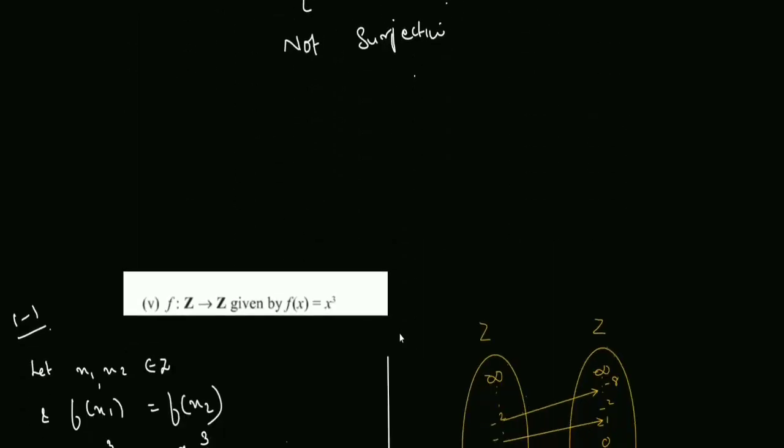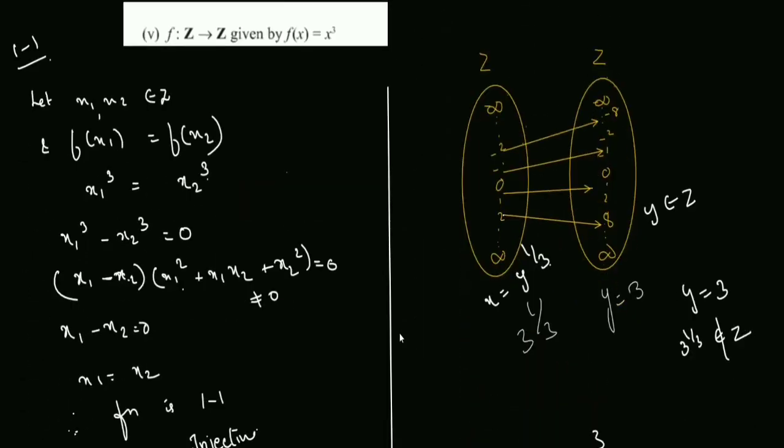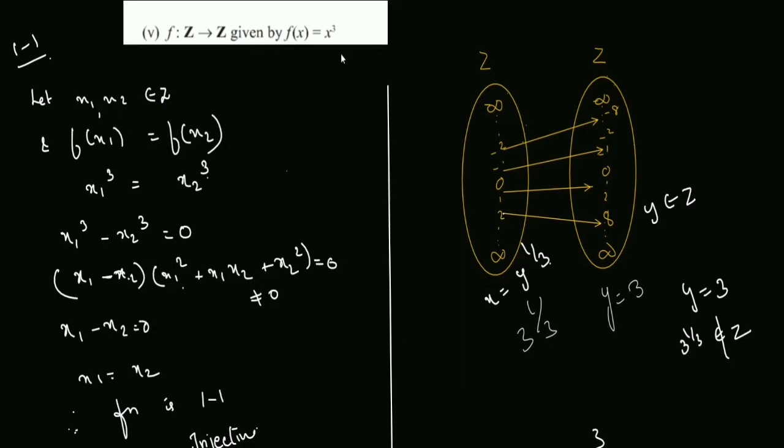Now we move on to the fifth question. f is from Z to Z given by f of x is equal to x cube. The function is from Z to Z. So if you take minus 1, minus 1 cube will become minus 1, minus 2 will go to minus 8, 1 will go to 1, 2 will go to 8 because there is a cube. Now the different elements have different images. Therefore this function is 1 to 1. But the codomain is a set of integers. Range is equal to cube of those integers. So they are not equal. Some elements are left out. So it is not onto.